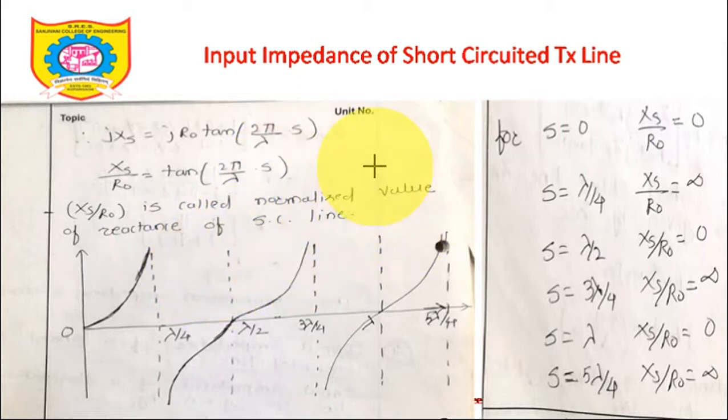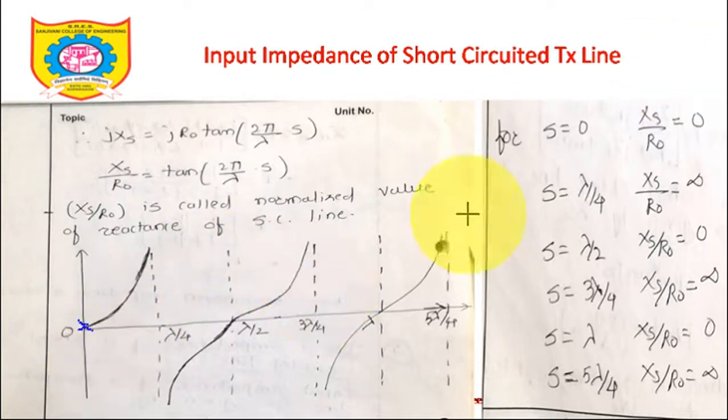Now we will calculate this XS upon R0 value for various values of S. If I put S equal to 0, XS upon R0 is tan of 2 pi by lambda into 0. So tan 0 is 0, I will get 0 value. So this is the initial value, for S equal to 0.